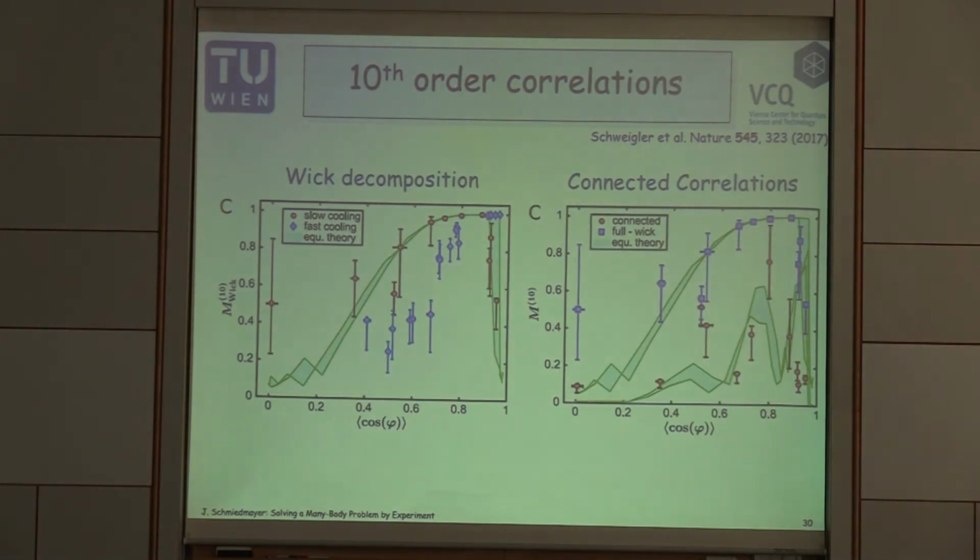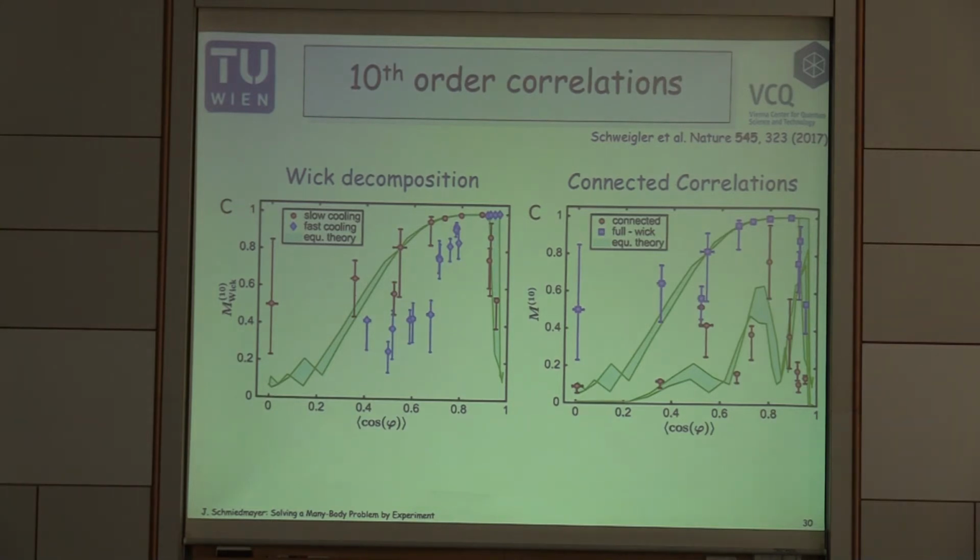Of course, the error bars become larger and larger, and it becomes really difficult to calculate, because for the 10th order correlation function, I cannot store it anymore in my computer. It's too many points. It's 40 to the power of 10. So I only get subsets from that.